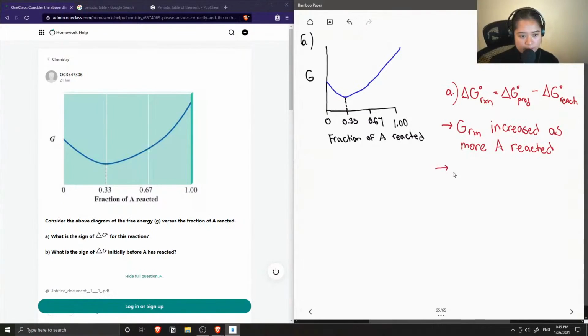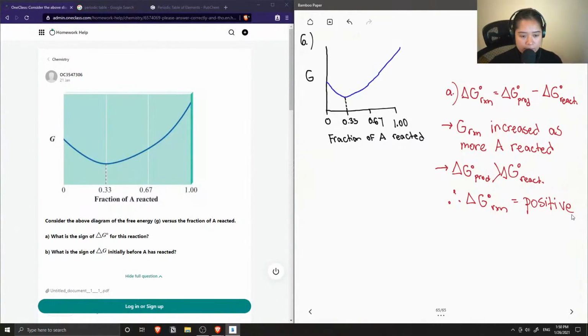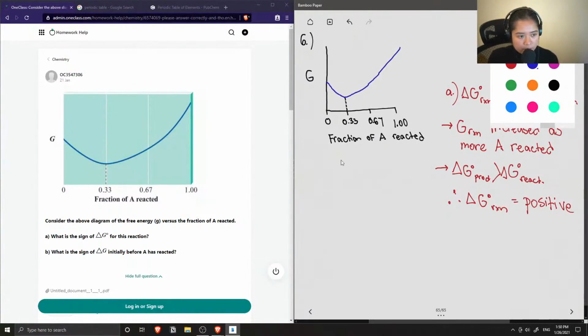So this tells us that the delta G of our products is greater than the delta G of our reactants, and this tells us that the delta G of our overall reaction would then be positive. If the delta G of our reactants was greater than the products, then we would get a negative delta G. Okay, so that's part A.